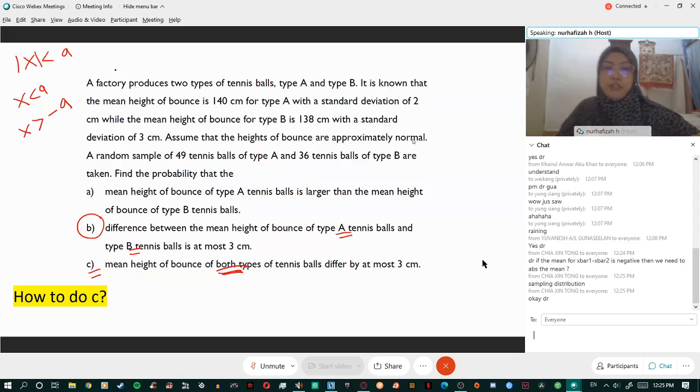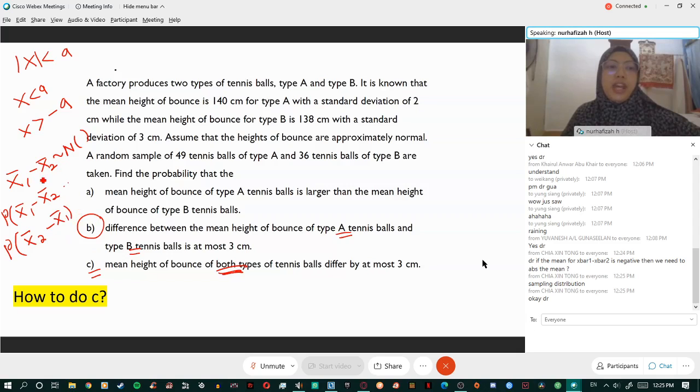And make sure, for example, if your sampling distribution is x bar 1 minus x bar 2, your probability should also be x bar 1 minus x bar 2. If you want to do the probability of x bar 2 minus x bar 1, that means you have to use the sampling distribution of x bar 2 minus x bar 1. Don't use this one. Use this one. So please be careful on this as well.